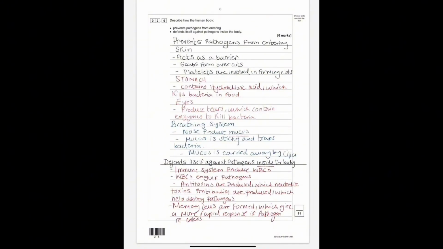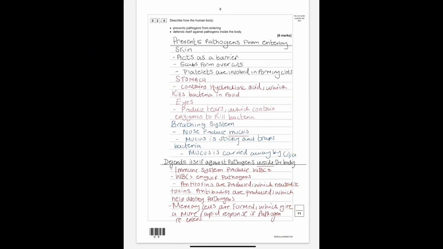Hello everyone, I'm going to go through my predicted topic, which is going to be the body defense system, and I'm going to go through this 6-mark question, and I will give you the model answer as well, which you can see is already written down just to save time. So: describe how the human body prevents pathogens from entering and defends itself against pathogens inside the body.